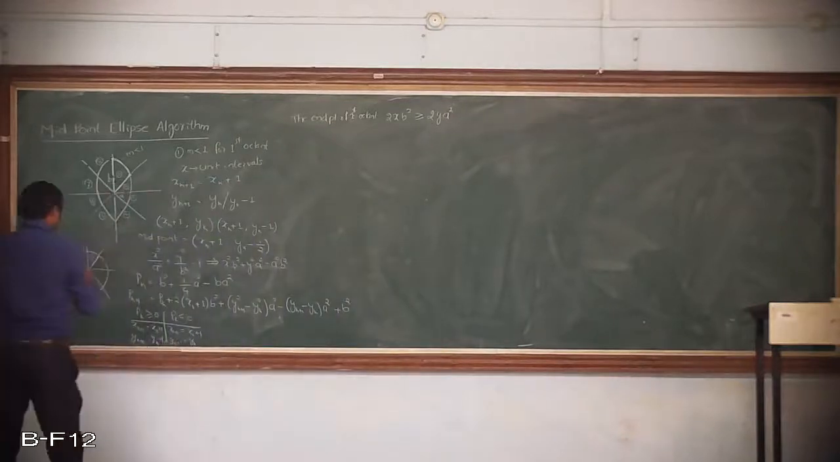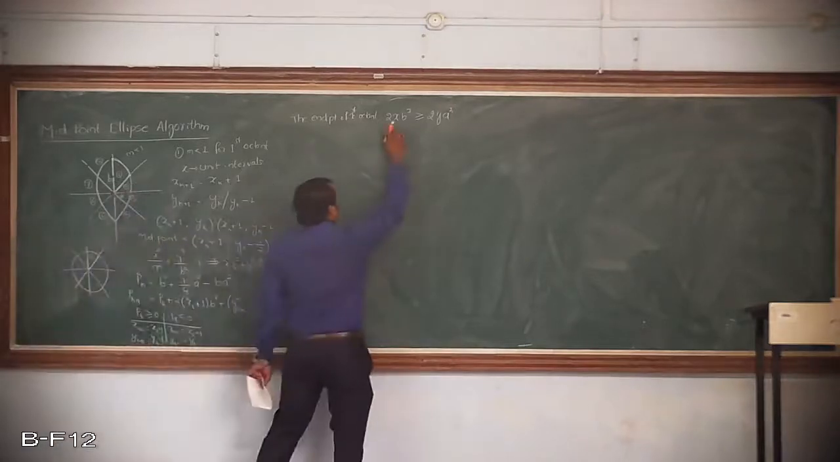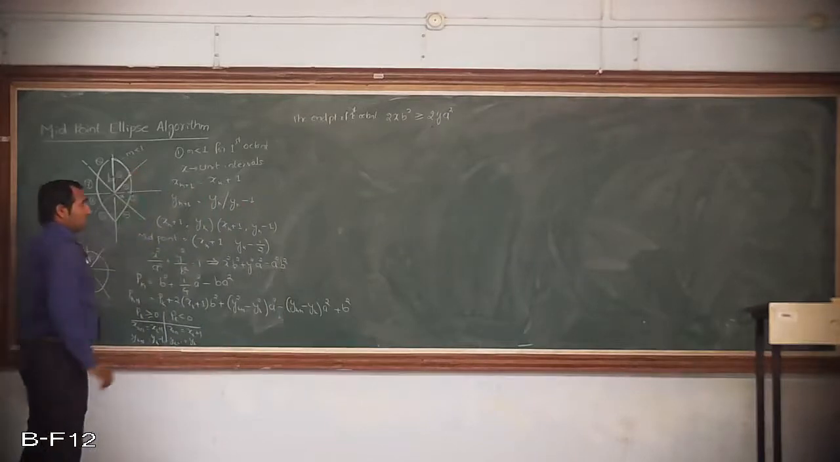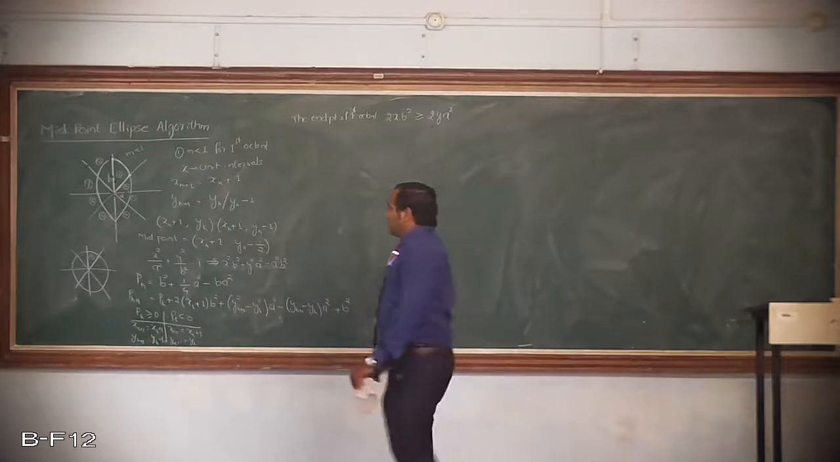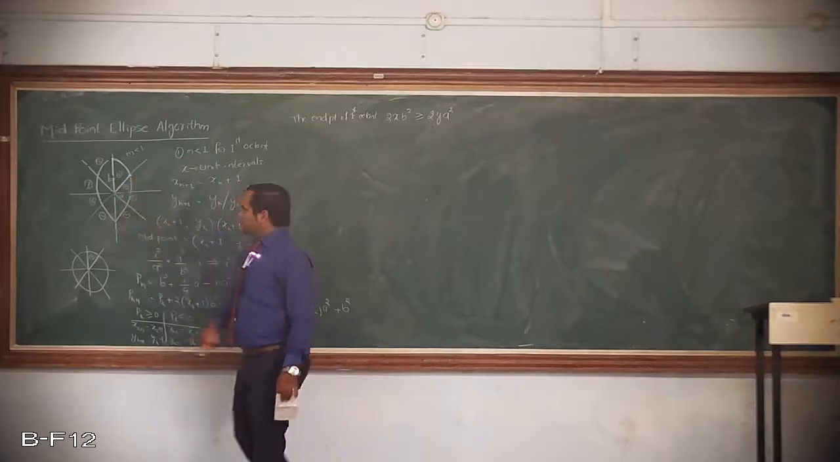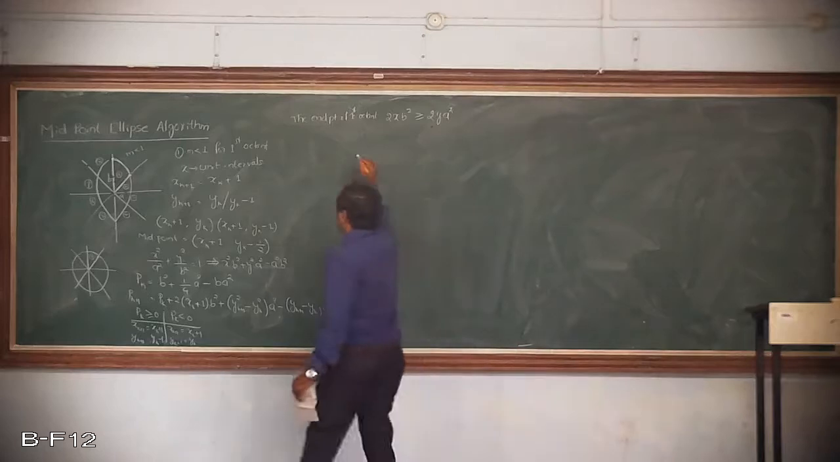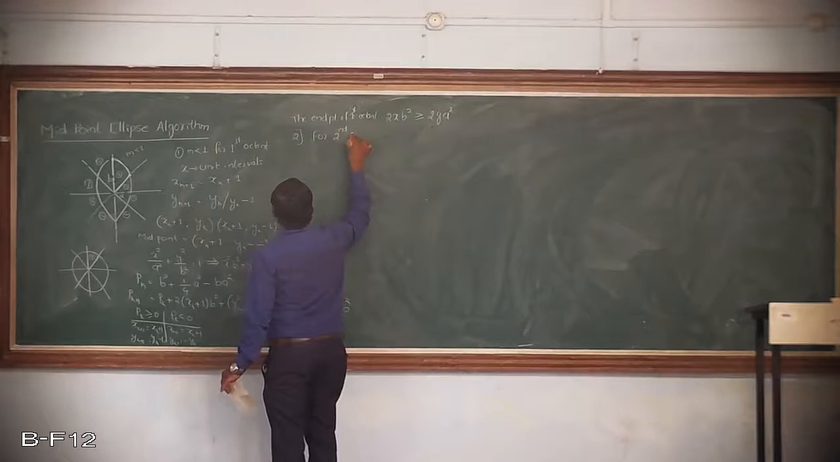Okay, so this is the condition. Once I meet this one, I can stop the iterations in the first octant. The end point of the first octant will be the starting point of the second octant. So we will start with the second octant now, for the second octant, second case.